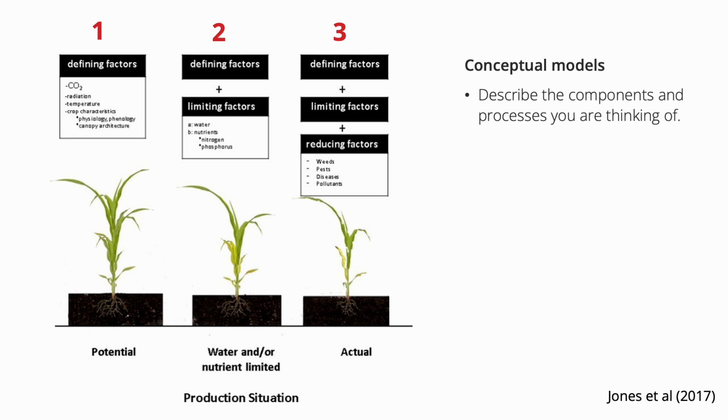These on the screen are examples of conceptual models. They describe the components and processes you're thinking about, but they don't describe the detail of how these things work. Your research has to be based on an explicit conceptual model. For example, if you're studying crop production, are you using concepts in number 1 or number 2 or number 3 here, or perhaps a number 4 which isn't shown? Without deciding that, you can't decide what processes, factors, or variables you're going to investigate and measure.